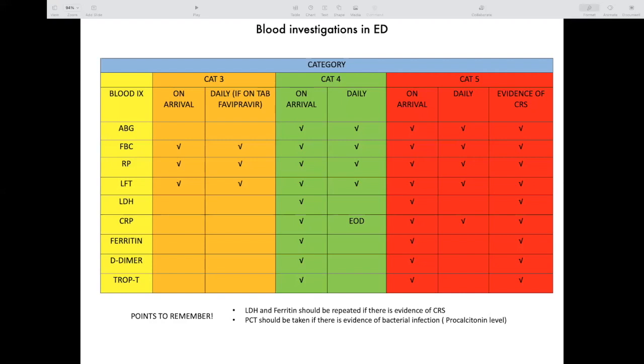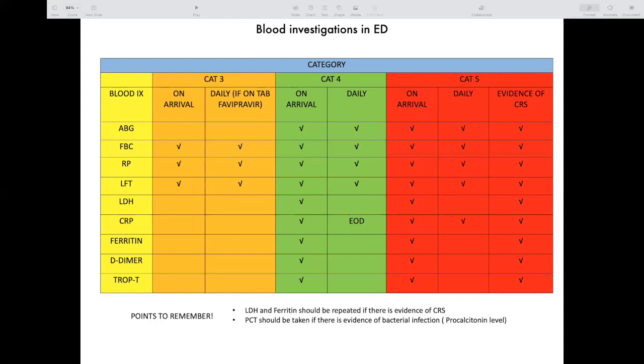This is a slide showing the blood investigations that we need to take for each Cat3, Cat4, and Cat5 patient, and whether they need to be done daily or not. As we can see here, for Cat3 patients, we only need FBC, RP, and LFT upon arrival, and we need to get the blood investigation done daily if the patient is on favipiravir. For Cat4 patients, as we know, they need oxygen supplements. That's why they need daily ABG to see whether there's worsening of the hypoxemia.